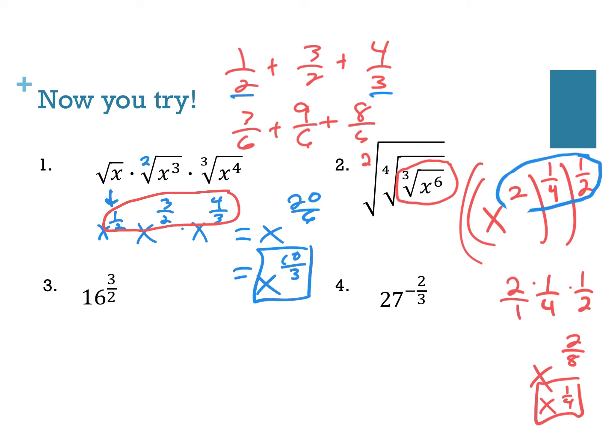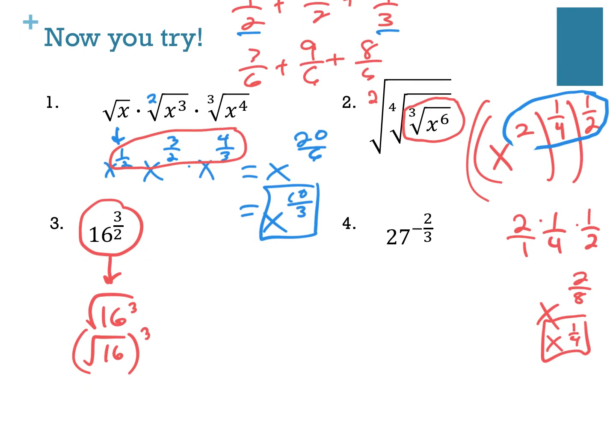Number 3 and 4 are meant to not use a calculator. However, you have that calculator support to check your answer, okay? If I convert the 16 to the 3/2 power back into radical form, that might help me simplify this. That's the same as the square root of 16 to the 3rd, or better yet, the square root of 16 all raised to the 3rd power. If I look at it this way, square root of 16 ends up being 4. And now 4 cubed, 4 times 4 times 4, ends up being 64. So 16 to the 3/2 power you should have gotten is 64.